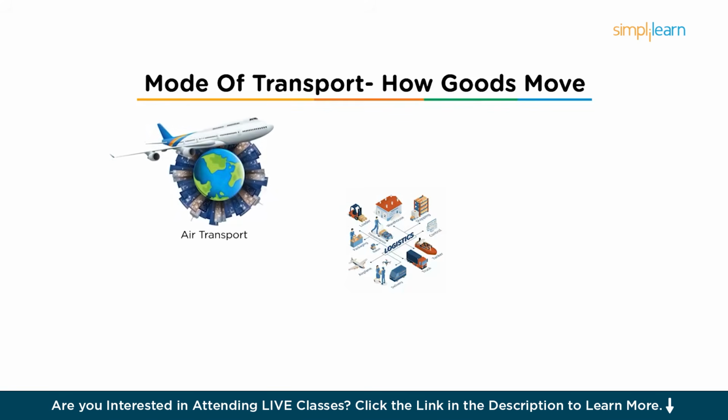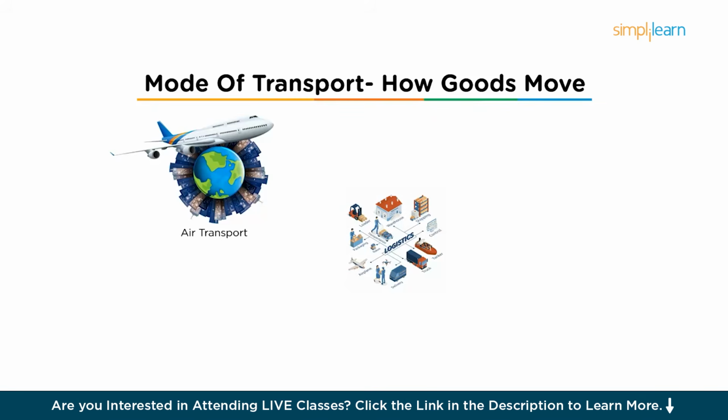The first one is air transport. Air transport involves moving goods by airplanes. So when to use it? This is needed when the speed is critical. For example, urgent medical supplies, fresh foods, or high value electronics. Advantages are a faster way to ship goods, especially overseas. Good for fragile or perishable goods that must arrive quickly.